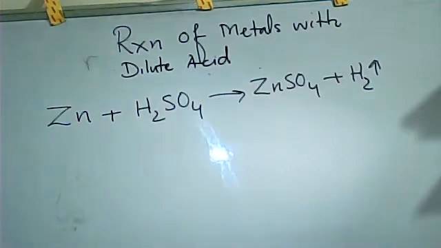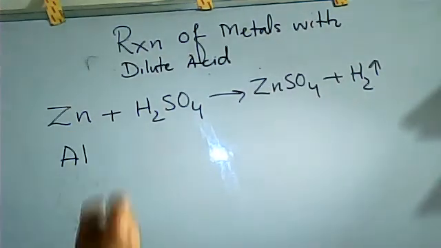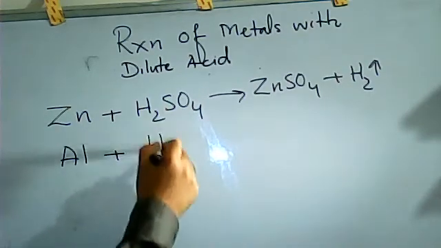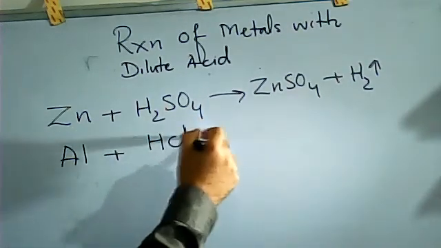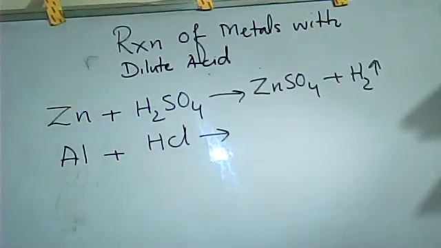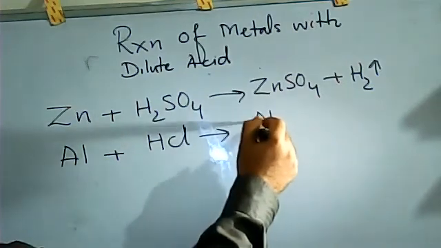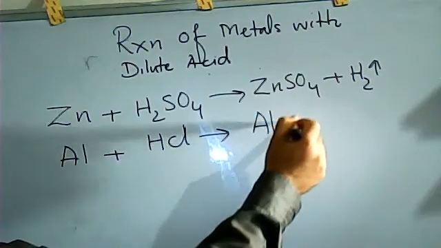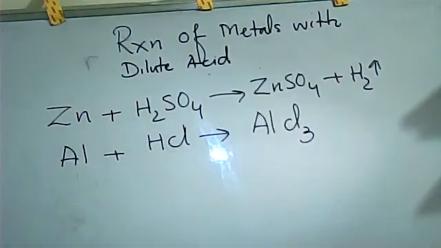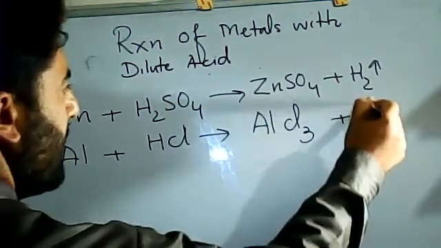So similarly, if we take aluminium, make aluminium react with these two acids, the product formed will be like Al. This is the symbol of aluminium. First of all, we will react it with hydrochloric acid. The product formed will be aluminium chloride. That is AlCl3. Okay, dear? So AlCl3, aluminium chloride, and there will be the liberation of hydrogen gas.